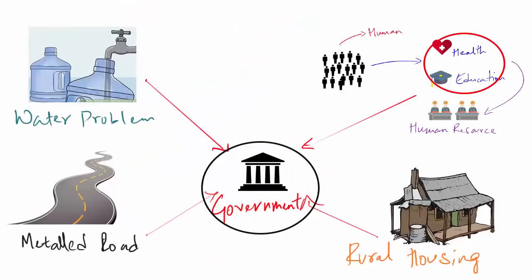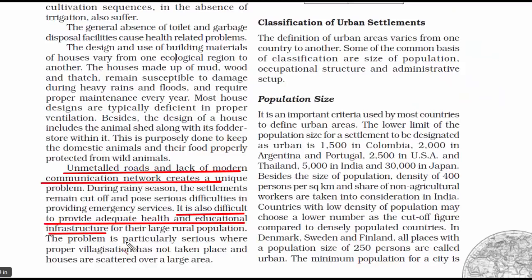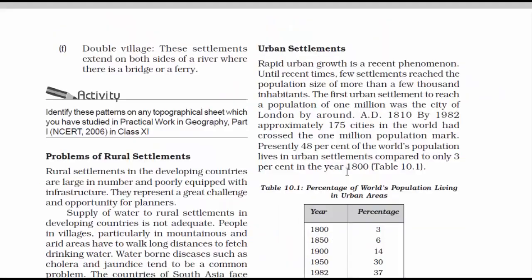Government and policymakers have to constantly look for ways to tackle these issues because these settlements are growing rapidly and problems may just increase before any necessary steps are taken. So this was all about the rural settlements. We now move on to the second part, urban settlements. These are places where most of you and I reside.